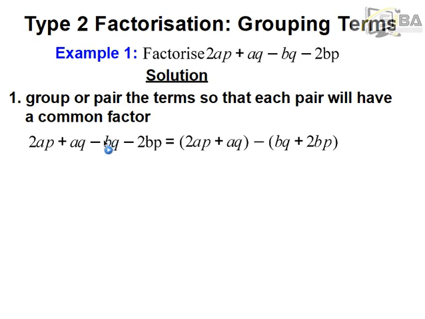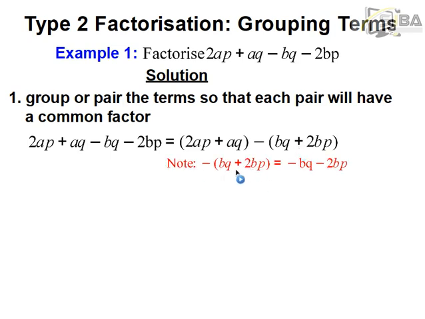Now, when you factorize the minus sign or the negative sign outside, it affects the sign inside. So when you factorize the negative outside minus BQ minus 2BP, the sign in the bracket is going to also change. It will change from subtraction to addition.